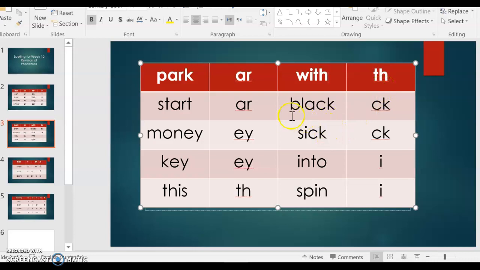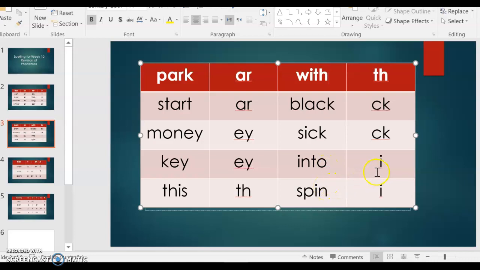Next two words are black and sick. And the CK at the ends of both these words are the digraph that we focused on. And that was CK says k. B, l, a, ck, black, ck. S, i, ck, sick, ck. Okay, black and sick.